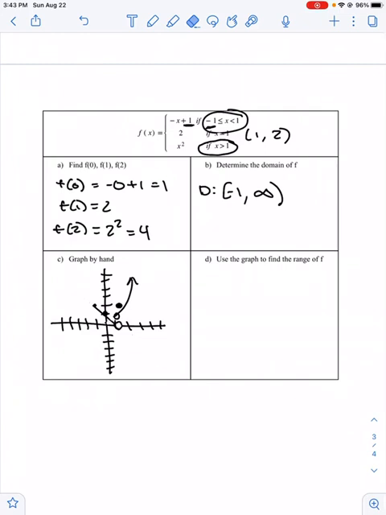So this is what our final graph should look like. And now we're going to use our graph to find the range of this function. Again, range is our y value. So this graph has nothing below the x-axis. So that means our graph is greater than 0. So our range is from 0 to infinity.